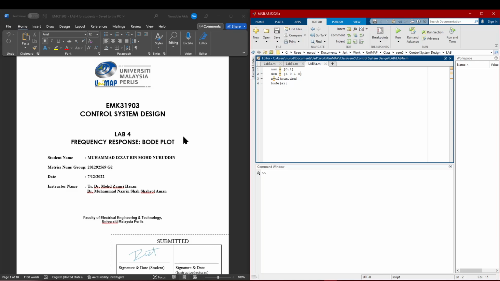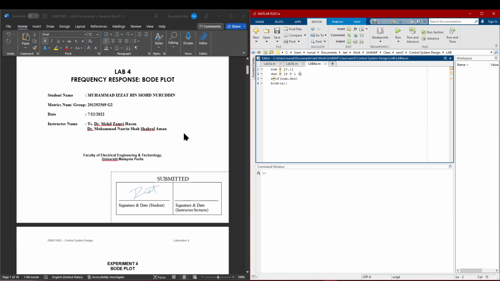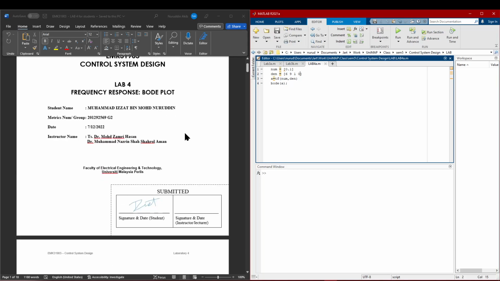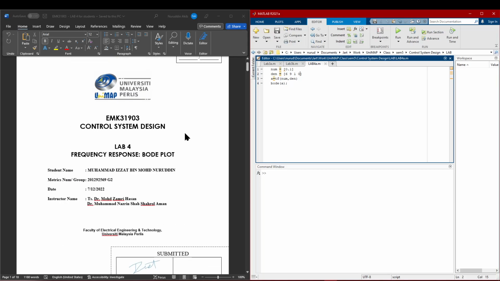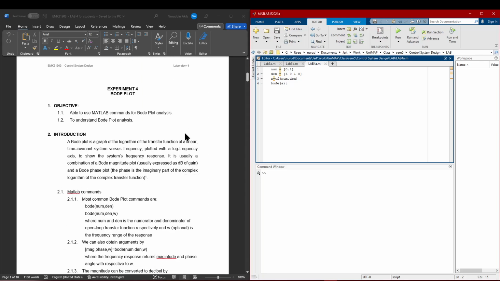So today I will do some demonstration for lab 4, which is for Bode Plot. This demonstration will use the application MATLAB. So without further ado, we'll go for the lab.